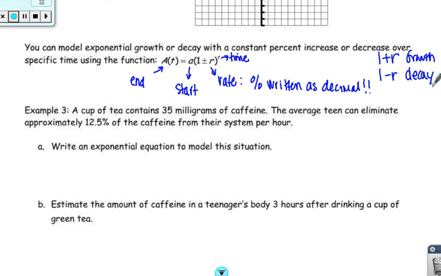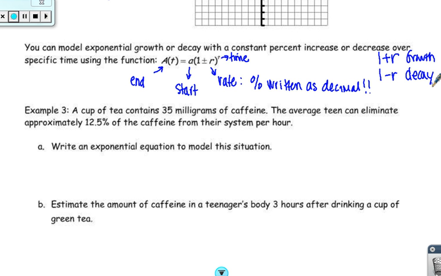All right. A cup of tea contains 35 milligrams of caffeine. The average teen can eliminate approximately 12.5% of the caffeine from their system per hour. So you burn off about 12.5% of caffeine every hour from drinking a cup of tea that has 35 milligrams in it.